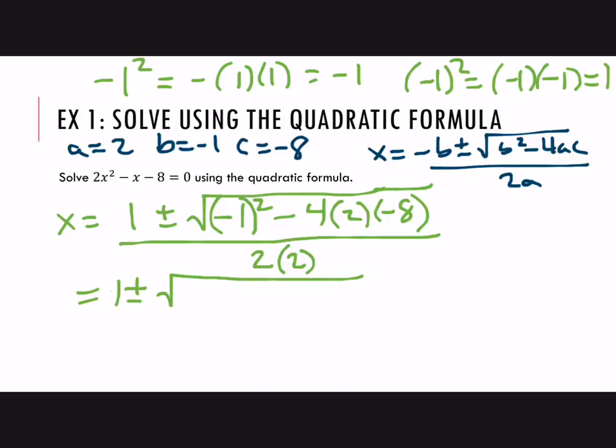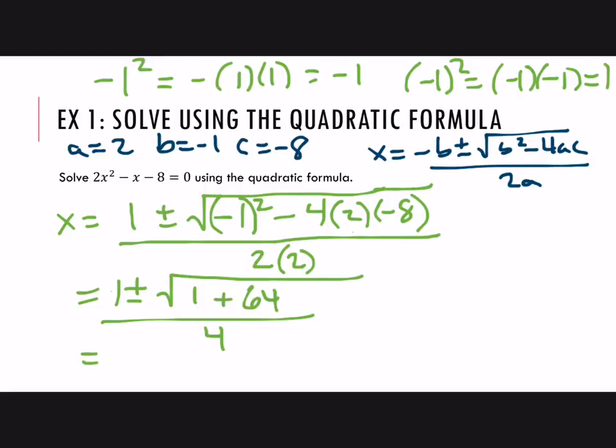All right, so negative 1 squared is 1. And then I have minus, and I'm just going to treat this like a negative 4 times 2 times negative 8. So I'd have a negative times a negative is going to be a positive, times a positive 2 is still going to be positive. So this is plus, and then 4 times 2 is 8, 8 times 8 is 64. All right, divided by 4.